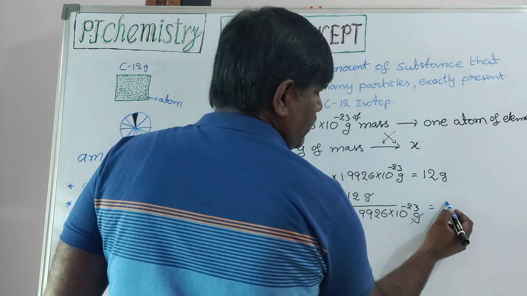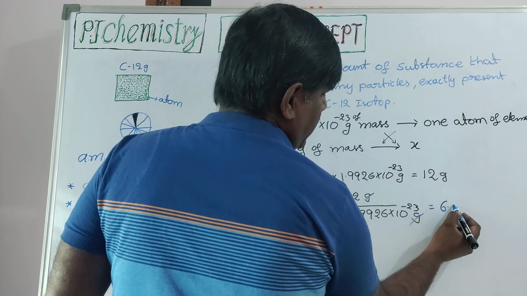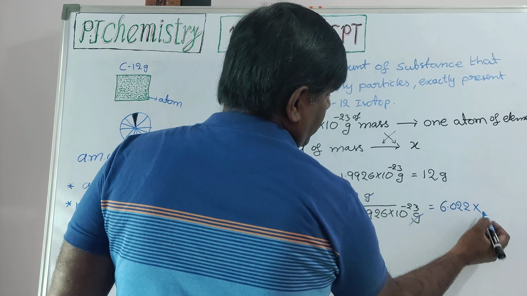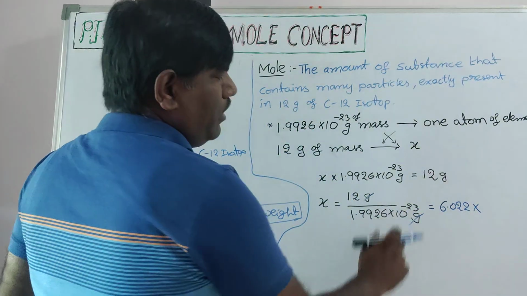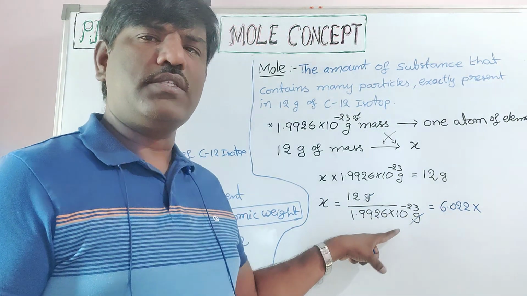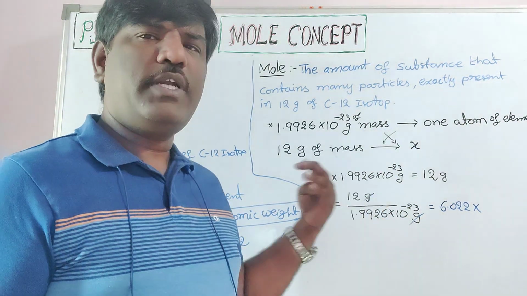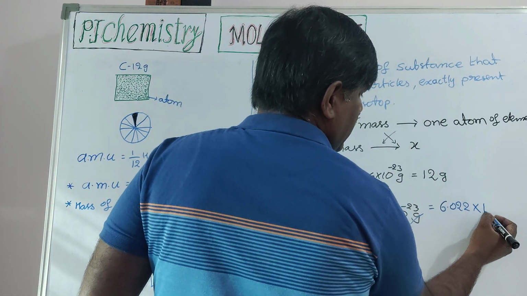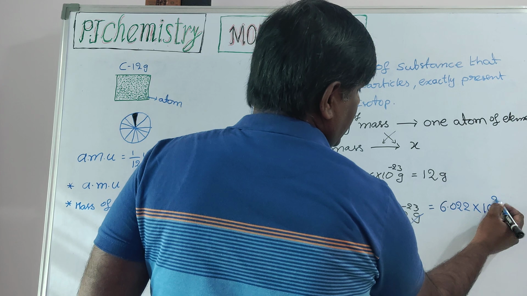So we will get the value 6.022 into 10 to the power of 23. In the denominator, 10 power minus 23 is there; if it comes to the numerator, it becomes plus 23. So 10 power 23.